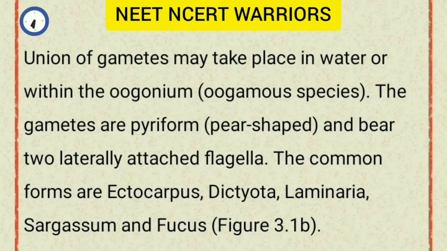Union of gametes may take place in water or within the oogonium in oogamous species. The gametes are piriform, pear-shaped, and bear two laterally attached flagella. The common forms are Ectocarpus, Dictyota, Laminaria, Sargassum and Fucus. You can see in Figure 3.1b.